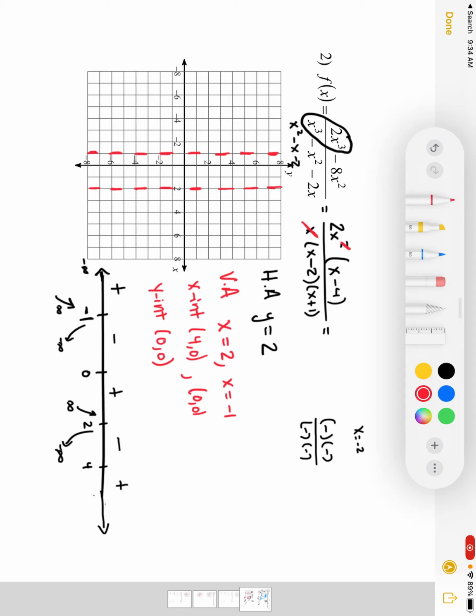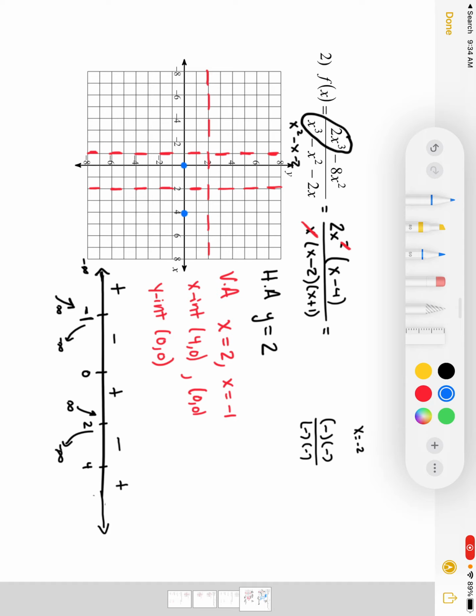Let's see. Next, we have a horizontal asymptote of y equals 2. So let's put that in there. We need to graph the point (4, 0). So that's going to be here. The y-intercept is (0, 0). That's going to be there.